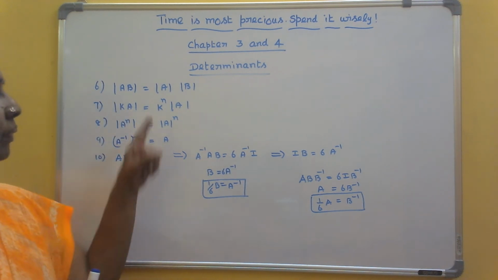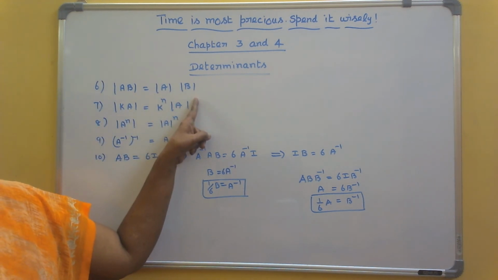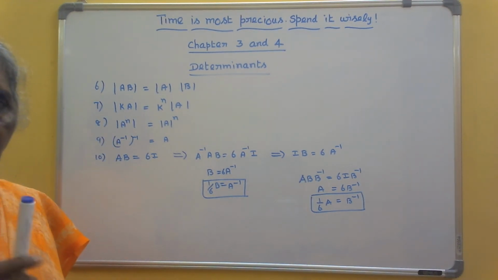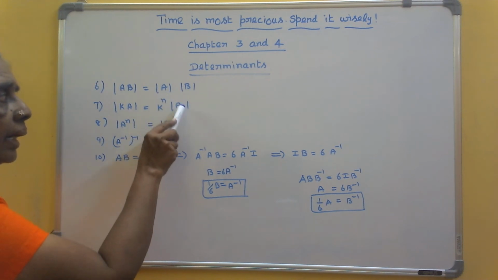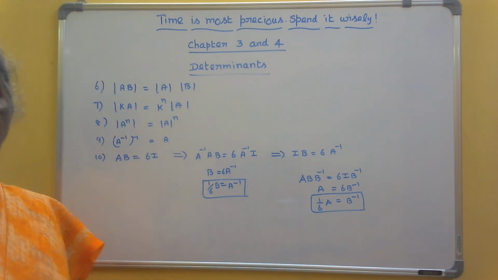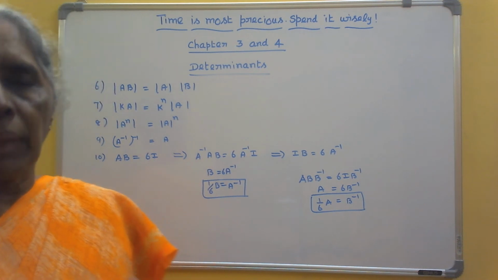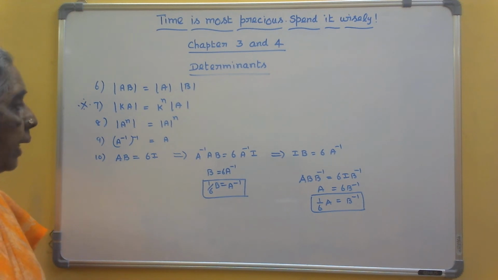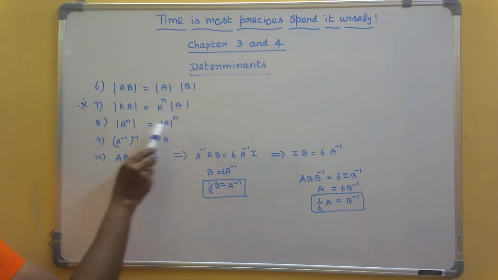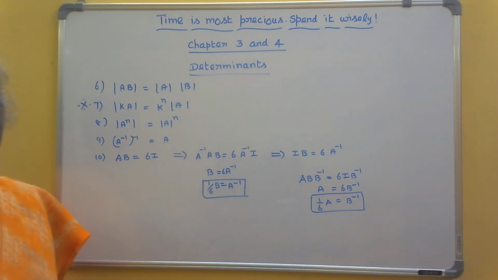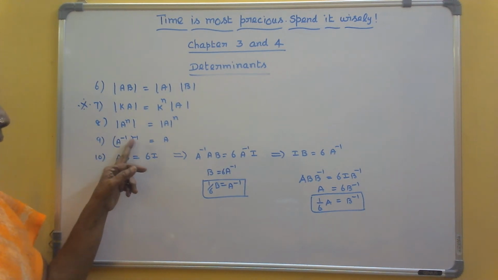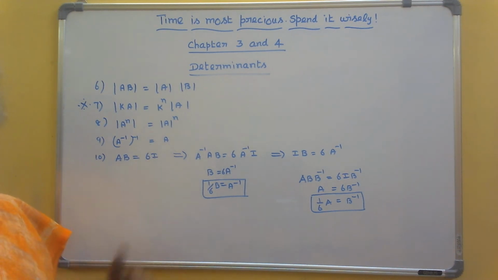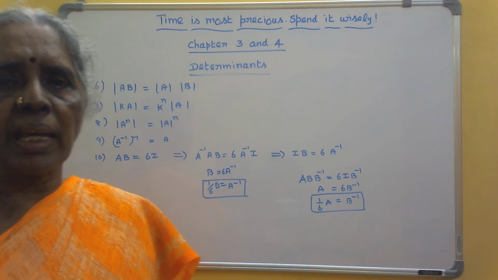Determinant AB is equal to determinant A into determinant B. Determinant kA, where k is a scalar, will be equal to k power n into determinant A, where n is the order of the matrix. This is a very important concept. Then determinant A power n is equal to determinant A the whole power n. Then A inverse the whole inverse will be A. It is also similar to A transpose the whole transpose is A.